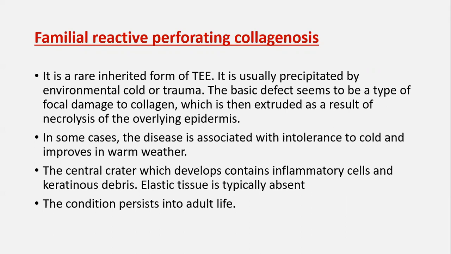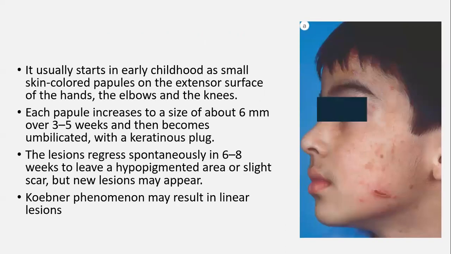In some cases, the disease is associated with intolerance to cold and improves in warm weather. The central crater, which develops, contains inflammatory cells and keratinous debris as before. Elastic tissue is typically absent in familial reactive perforating collagenosis. The condition persists into adult life.